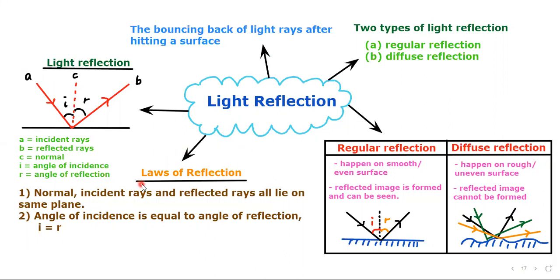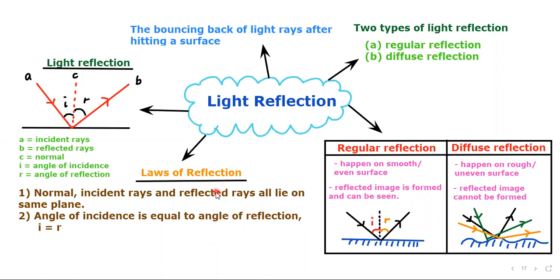Now these are the two laws of reflection, which are very important. You need to remember. First, the normal ray, the incident ray, and the reflected ray all must lie on the same plane. So there are three rays lying on the same plane. This is the first law of reflection. The second law of reflection: the angle of incidence is equal to the angle of reflection, which is i equals r. So these two laws of reflection are very, very important.